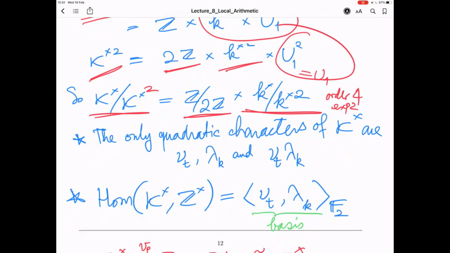Right. So what are the quadratic characters? If it's a group of order 4 and exponent 2, then it can have only 3 quadratic characters, and we have found all 3. There's nu T, there's lambda K, and there's the product of these 2 things, right? In other words, you see this Hom(K star, Z star), it consists not just of quadratic characters, but also the trivial homomorphism.